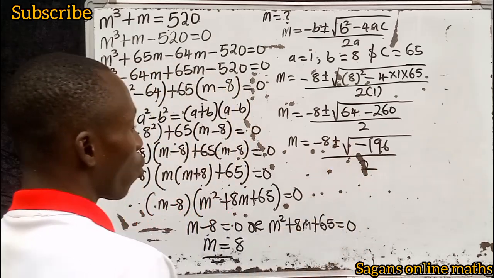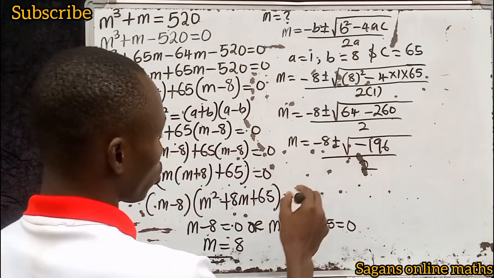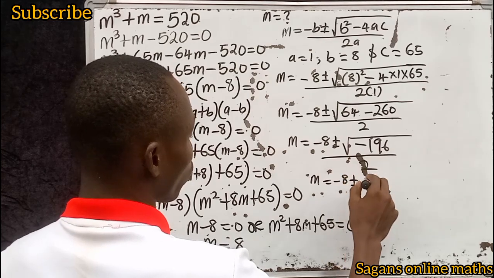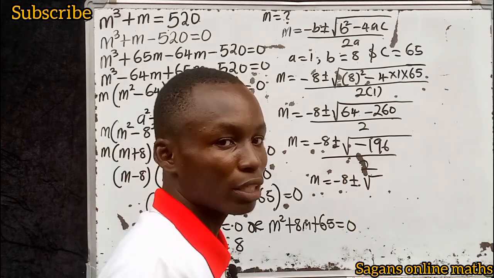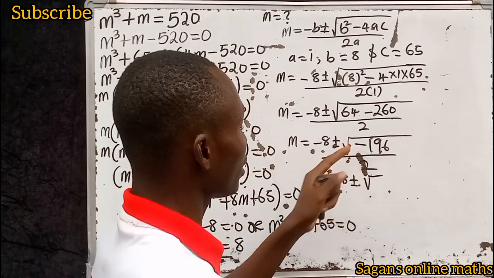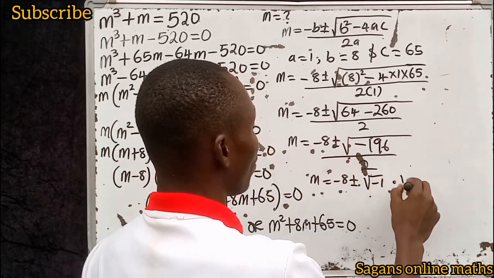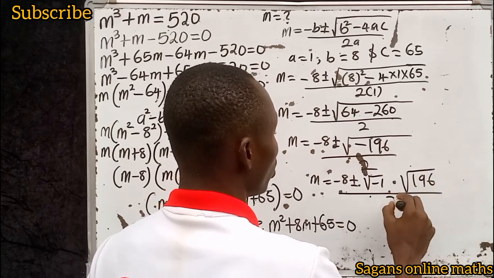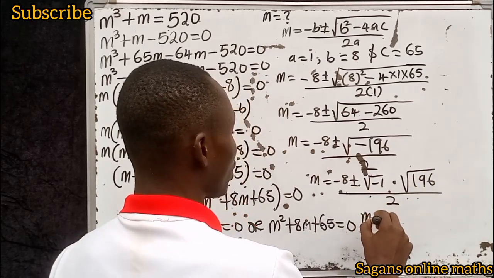Wow. Now what are we going to do? So that means our m is equal to minus 8 plus or minus the square root of what? Let's remember one of the properties of surds. If we obey that property, this is the same as minus 1 multiplied by root 196 divided by 2.